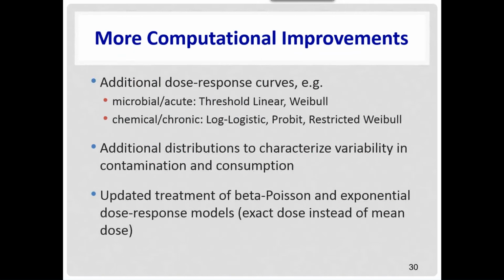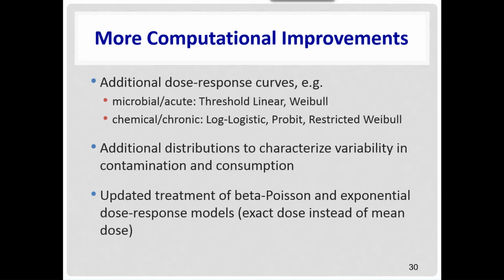In FDA-iRISK version 2, we've added over 3,000 new features. Here are more examples of new features. We've added a number of new dose-response curves, such as the examples that you see on this slide. We've also added more distributions to help characterize variability in contamination and consumption patterns. And you'll see some of these distributions in the demo or when you have a chance to use the tool.